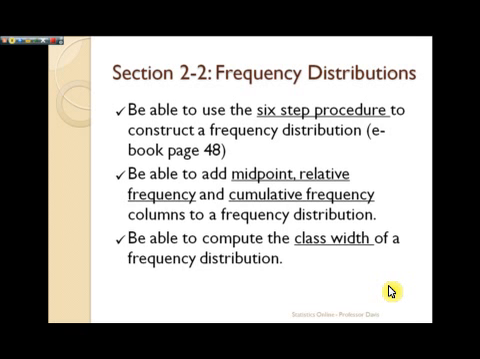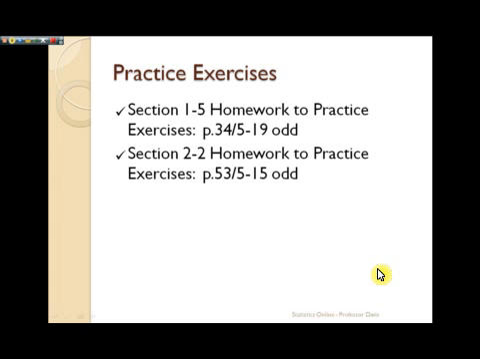So in terms of exercises we want to practice this week, in section 1.5, starting on page 34, we want to do problems 5 through 19 odd. And then in section 2.2, starting on page 53, problems 5 through 15 odd. And remember, since we have chapter 1 complete, we want to be able to do the online quiz on that chapter. Also keep in mind that you have 2 attempts to do each of the online quizzes. Your highest score of those 2 quizzes is the one that's counted.